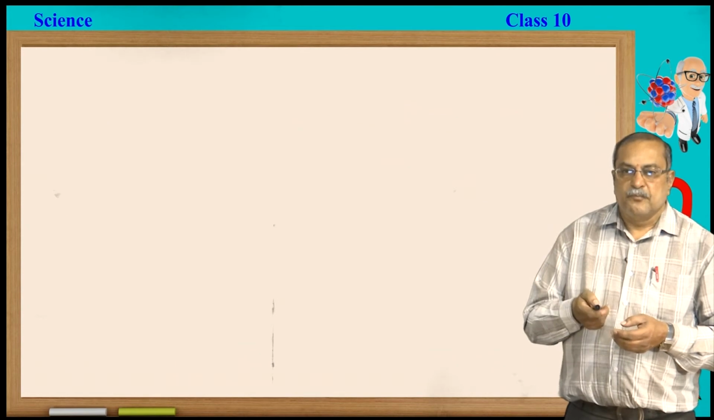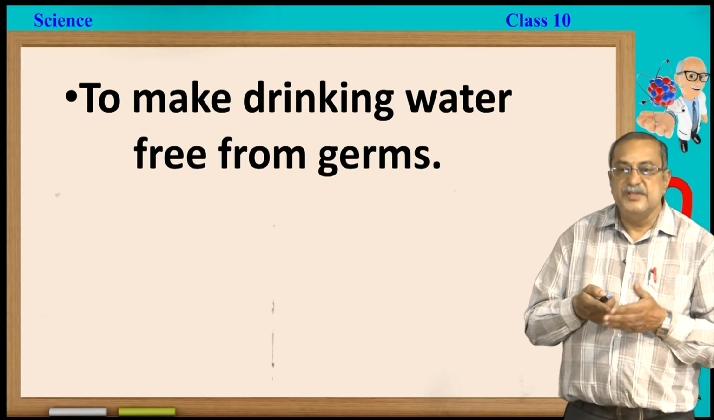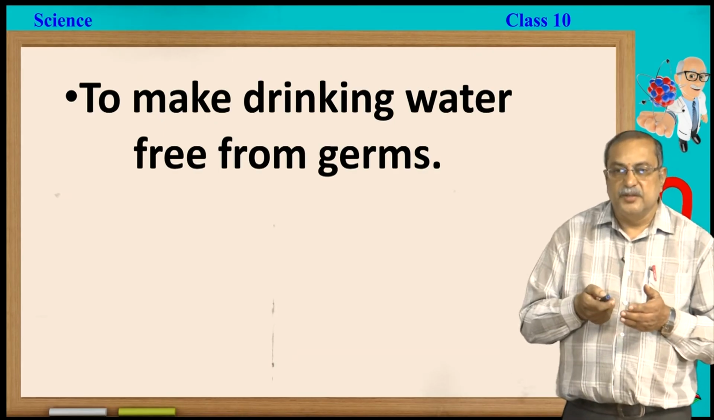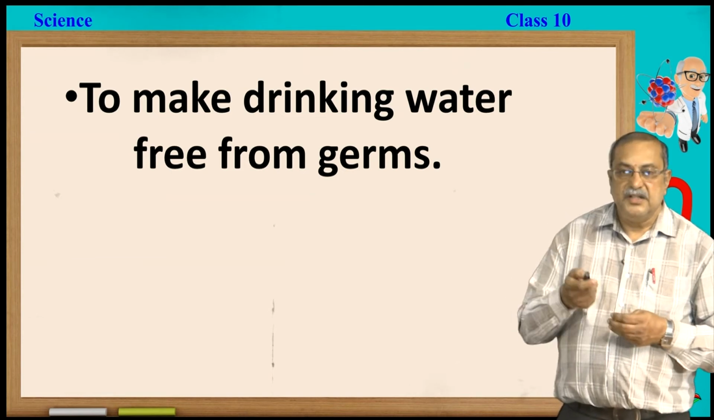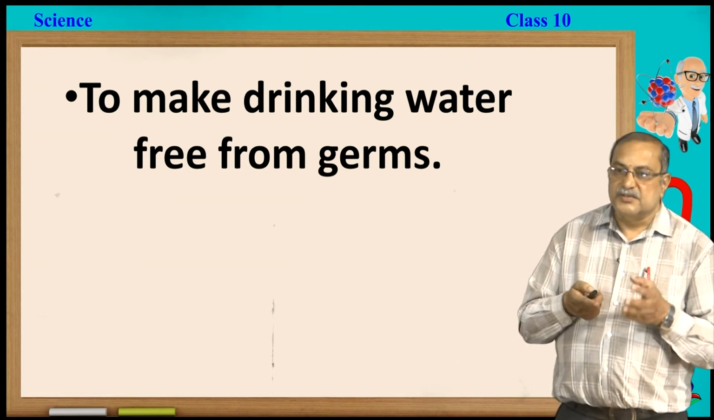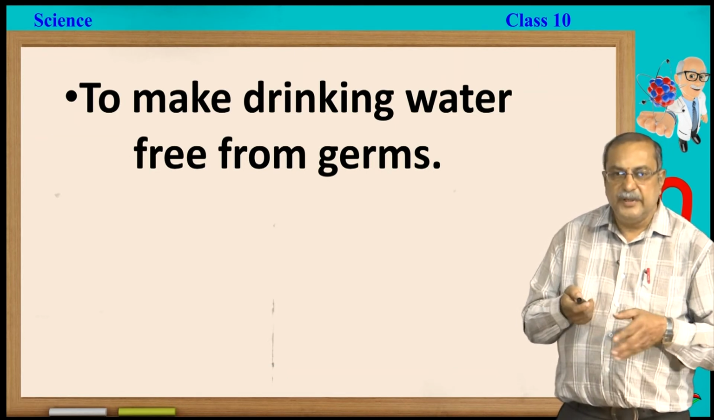Now, it is also used to clean water from germs, that means to make drinking water free from germs. Germs means microorganisms which are present, and they are killed by chlorine. It is slightly poisonous for insects. So, microorganisms such as bacteria are killed and cleaned off.